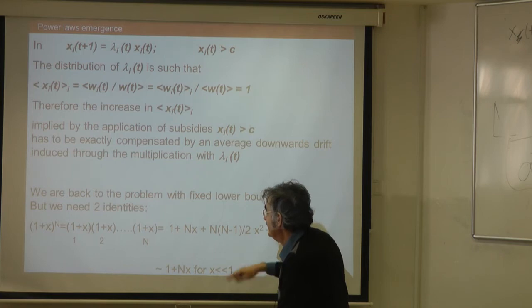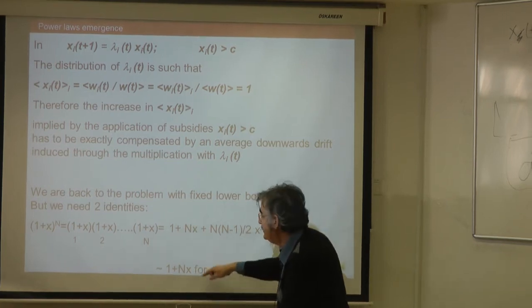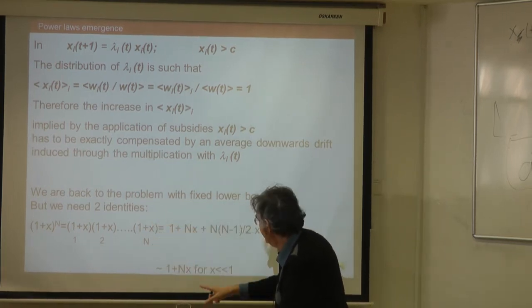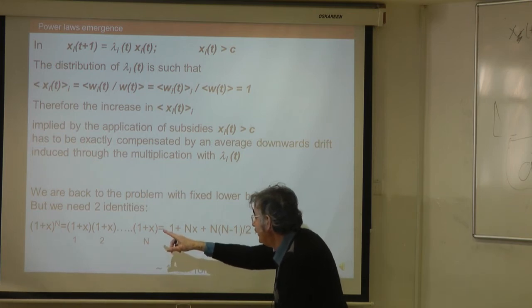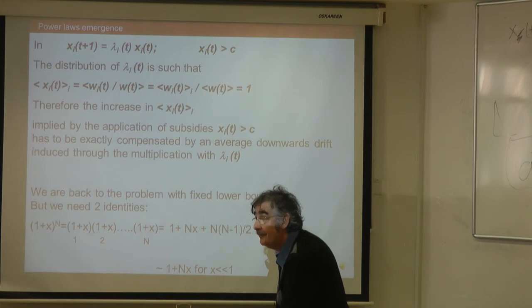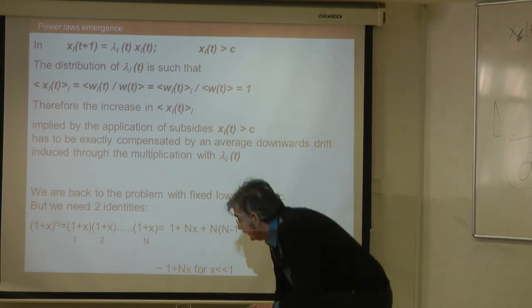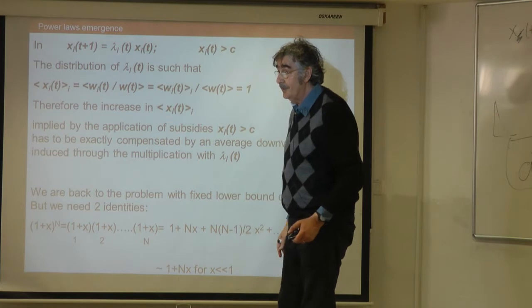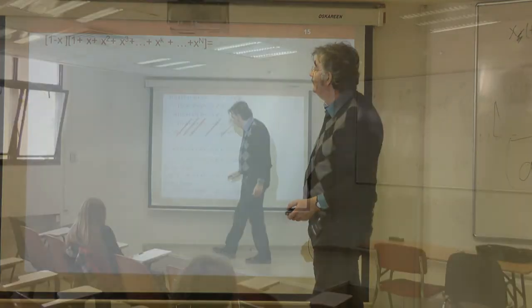I can neglect it. So I'm going to use the fact that if x is small enough, then (1 plus x) to the n is approximately 1 plus nx. Okay? For any n. That's one approximation which I'm going to use.